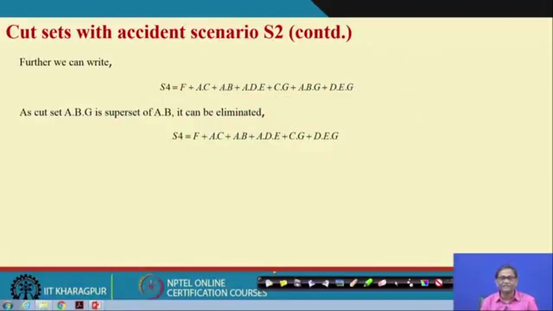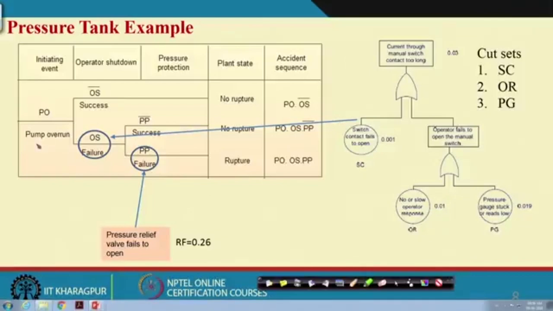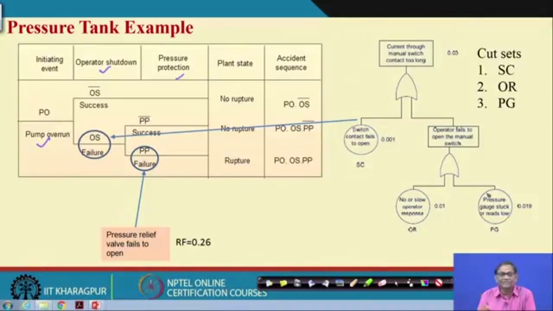This is what is linking cut sets with accident scenario. Now let us see one example. That is the pressure tank example, and you all know this example, we have discussed it several times. So here the situation is like this: when there is pump overrun, under this situation, to protect the tank from overpressure, there will be operator shutdown and there will be pressure protection. Operator shutdown given some other features of the system. So as a result, when operator shutdown takes place, there will be a fault tree for operator shutdown.